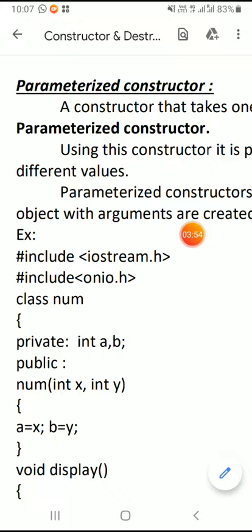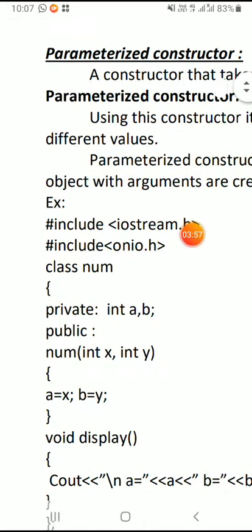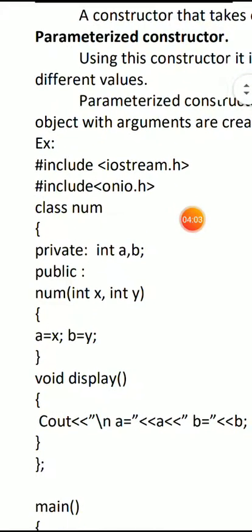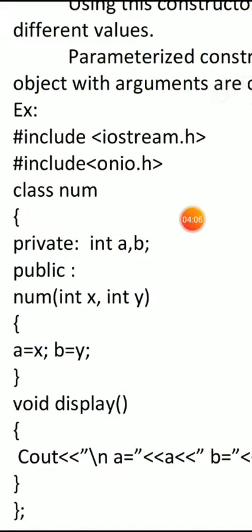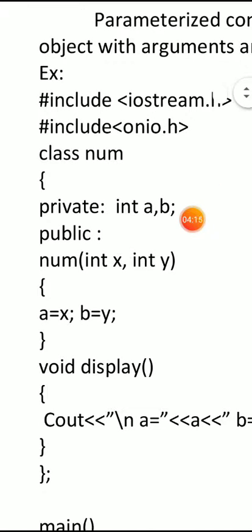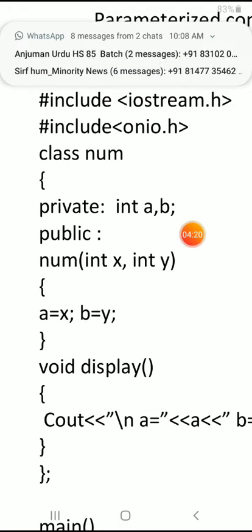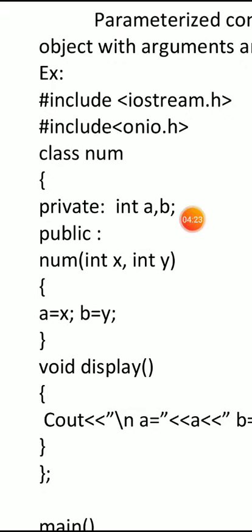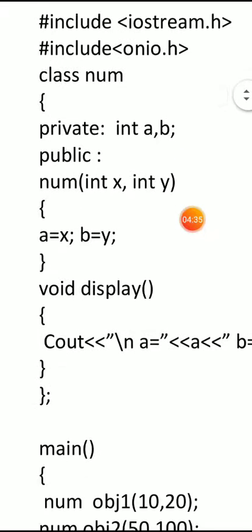Likewise, the programming example for the parameterized constructor is here. I included two header files, iostream and conio.h. Then class num. There are two private data members, that is a and b. Then this class num contains one constructor, that is num(int x, int y). Here int x and int y are the parameters, so num(int x, int y) is known as a parameterized constructor. Then we assign the value of parameter x to private variable a and the value of y to private variable b. The same can be displayed by using a display function.